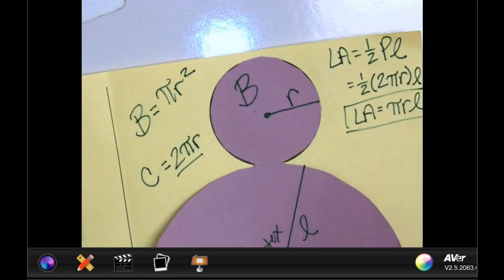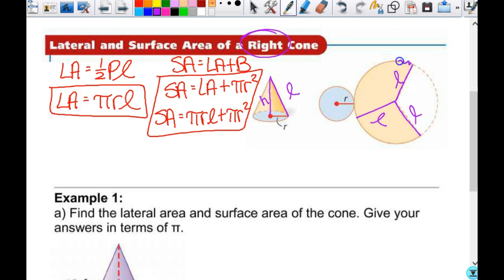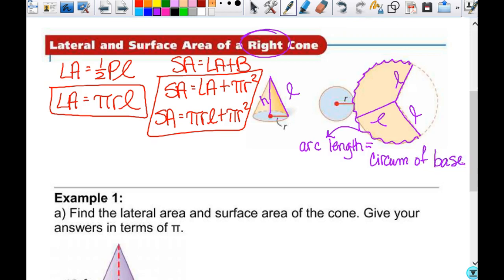Okay, good. So this part right here, that arc length equals the circumference of the base, because that's what wraps around. Just like the side length of the rectangle was the circumference of the base for a cylinder. We're all good with that? Yes. All right.